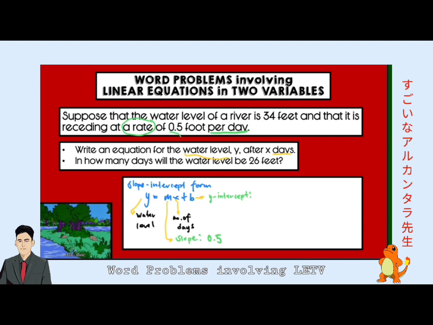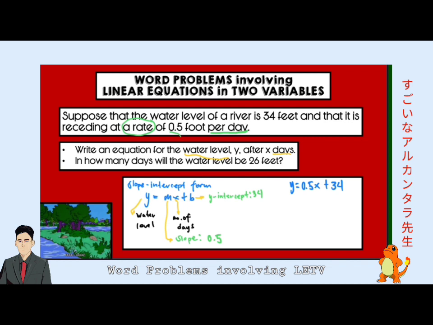Imagine the river and the height of that. So it's like the y-axis. If you draw a Cartesian plane on that one, you can notice that the y-intercept represents 34 because that's where you start. And that being said, our linear equation now will be y is equal to 0.5x plus 34. But there's a concern here.